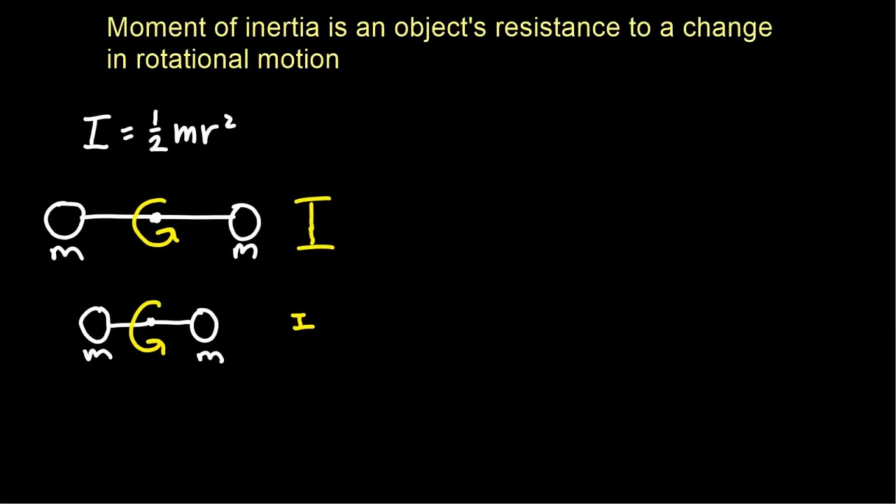What this is telling us is the one on the top is going to be harder to get to rotate if it wasn't moving, and the one on the bottom is going to be easier to get to rotate if it wasn't moving initially. Now let's compare a disk and a hoop.